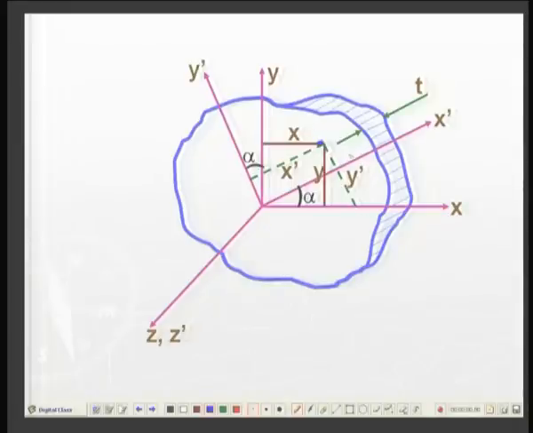Sorry, this will be only up to this point. So, this is not needed. This is only up to this point, about up to the x dash axis.